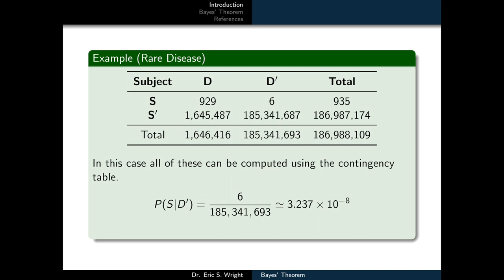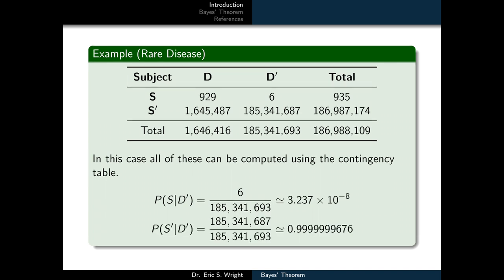On the other hand, the probability that you are sick given a healthy diagnosis, or P of S given D complement, is just 6 over 185,341,693, which comes out to be about 3.237 times 10 to the negative 8, a low probability. Likewise, the probability that you are not sick if you are given a diagnosis of being not sick is reassuringly close to 1. It's 185,341,687 divided by 185,341,693. And this is overwhelmingly close to 1. It's 0.99999999676.